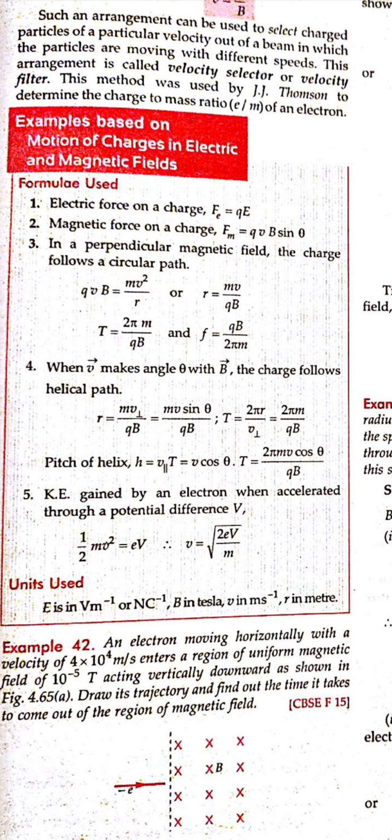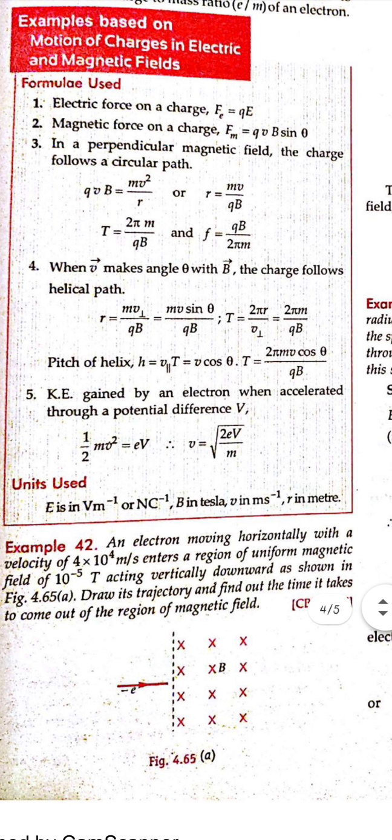If you have to find the time period of the particle moving in a circular path, it will be 2 pi r upon v, which equals 2 pi m upon qB. Similarly, the time period and the frequency are inversely proportional to each other, so frequency equals qB upon 2 pi m. Now when the particle moves with velocity v and makes an angle with the magnetic field B, we have seen that it moves in a helical path.